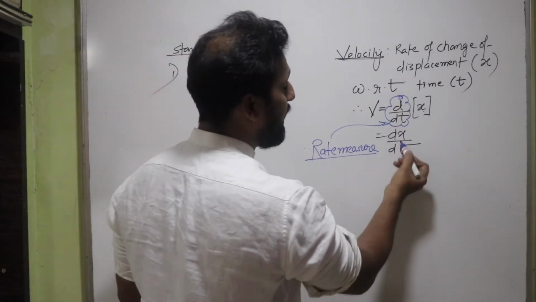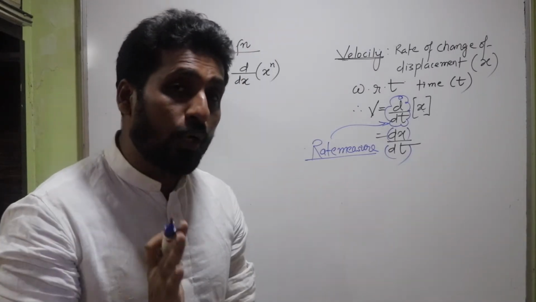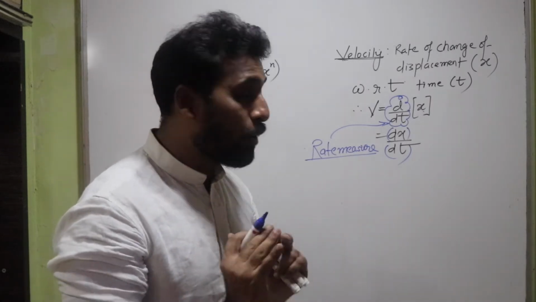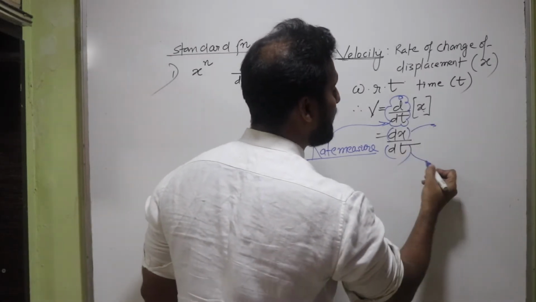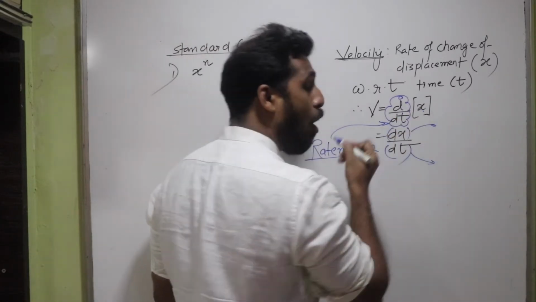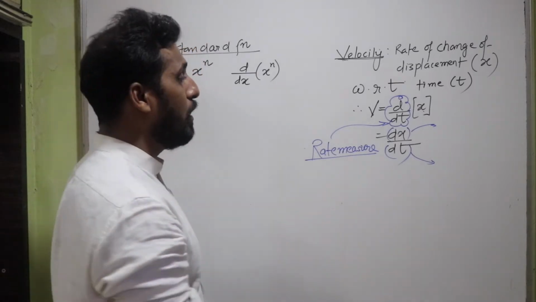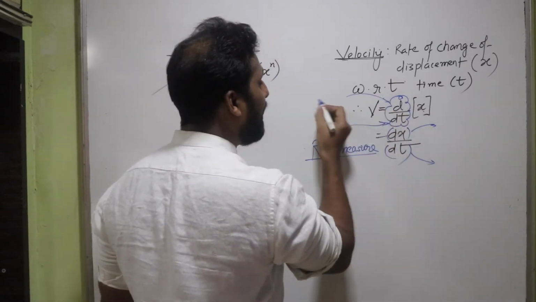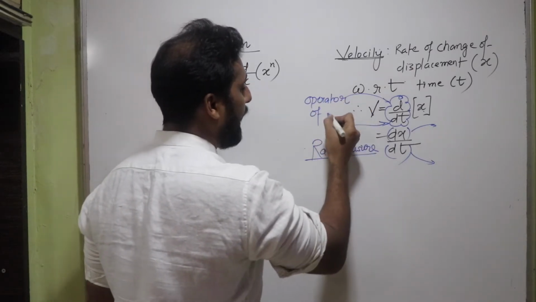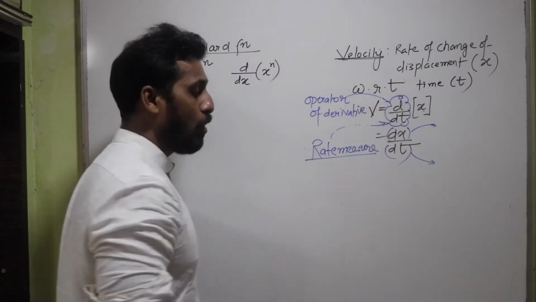So I can write here dx by dt, where dx and dt are not two separate quantities. Remember that dx and dt are not two separate quantities. You cannot call this dx and this dt separately. Not possible. It is d by dt of x. So whenever you are going to learn derivatives, you should always remember that d by dt is called an operator of derivative.